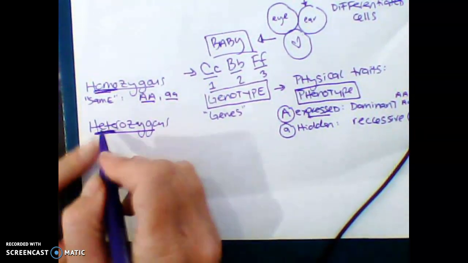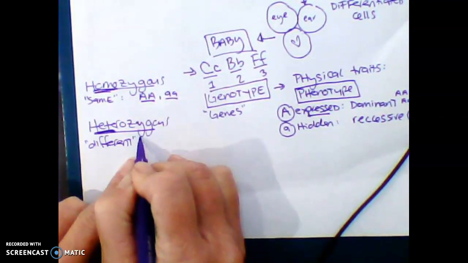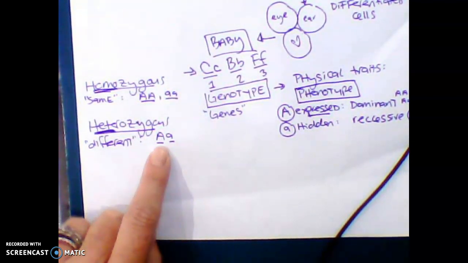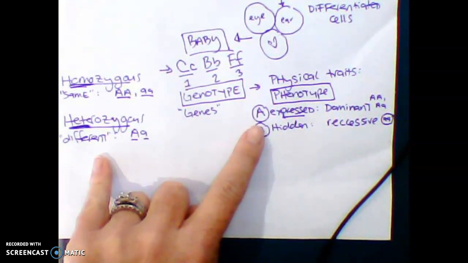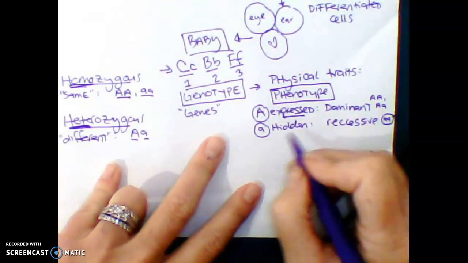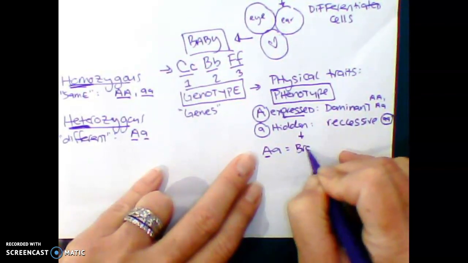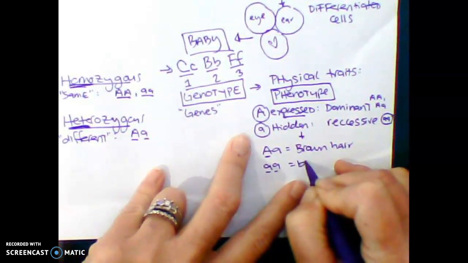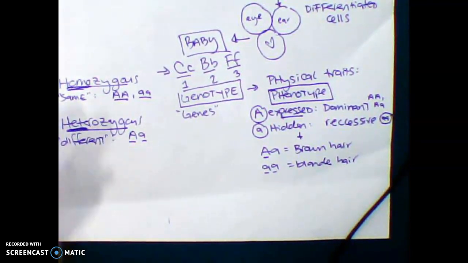Hetero in Latin, on the other hand, means different. So hetero means different in Latin, and therefore the alleles are different, big and little. But because they inherited a big letter, a capital, that means that that trait will be expressed and that baby will have a dominant trait. All right? So for example, let's just say big A, little a would be brown hair, and then little a, little a would represent blonde hair. Okay? So, one more time.